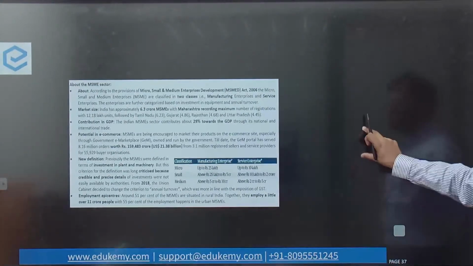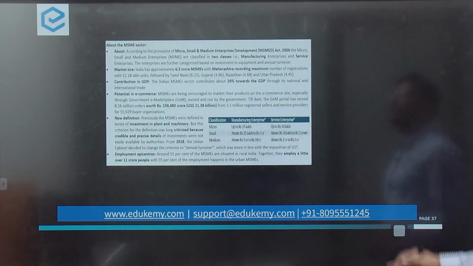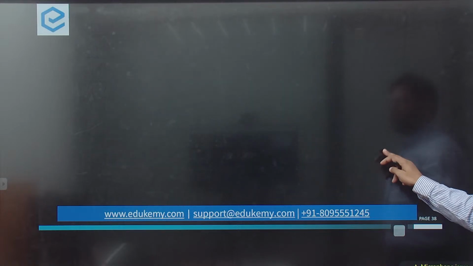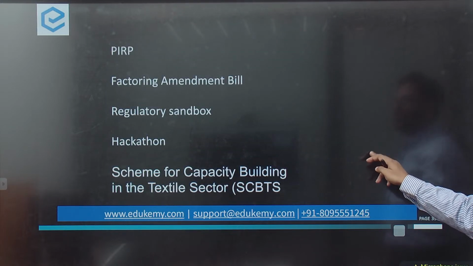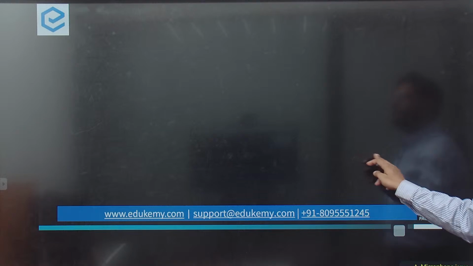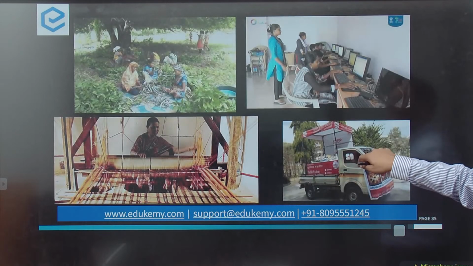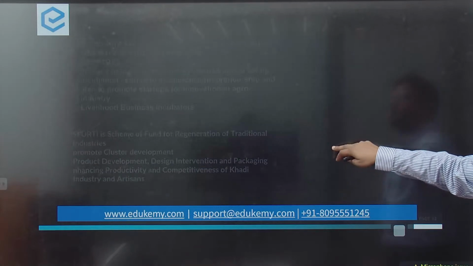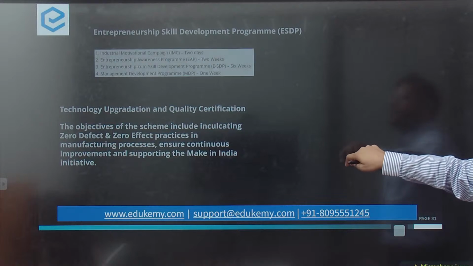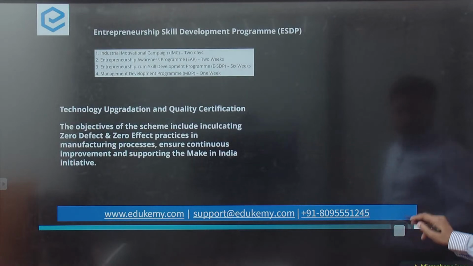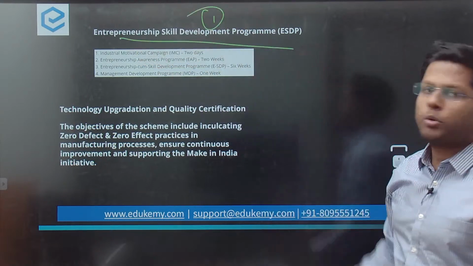But getting back to understanding more about other schemes in the same sector, what are those? Let me quickly turn over some of the slides and show you those. Some of the other schemes are, okay, here we go. The first one is the Entrepreneurship Skill Development Program.